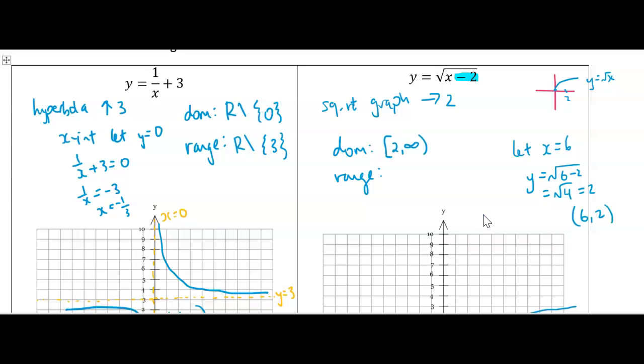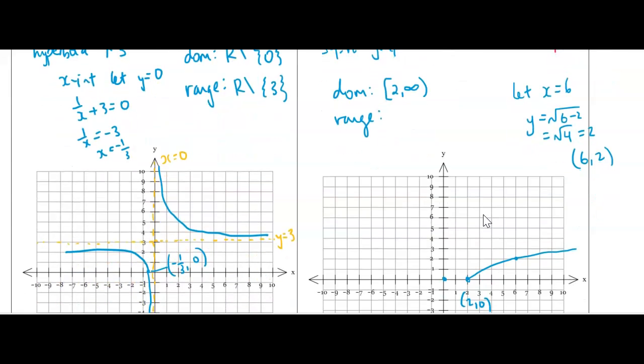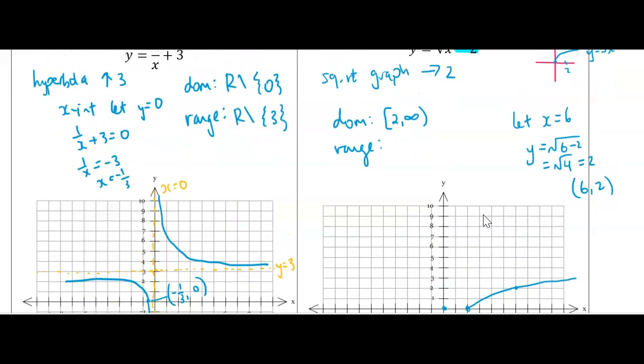Okay, so remember, if we weren't graphing it, we also should have a look at our equation. We can't take the square root of a number less than 0 or a negative number. So x minus 2 has to be greater than or equal to 0. That means x has to be greater than or equal to 2. Your range, as you can see on the graph, goes from 0 to infinity, so it is also included.